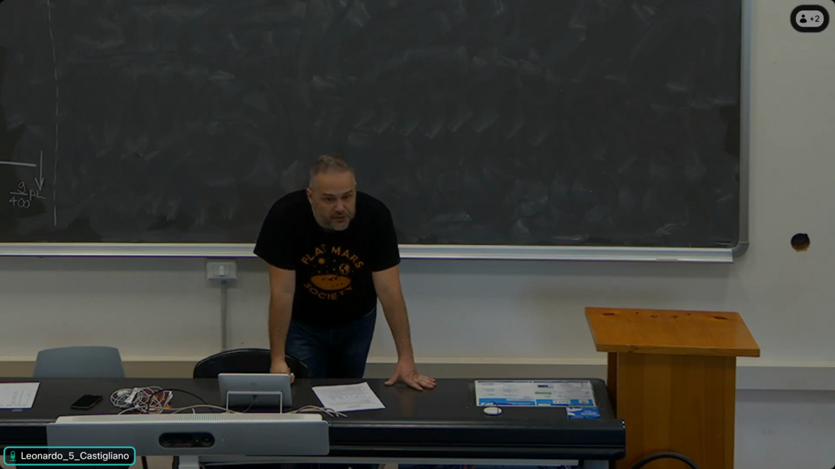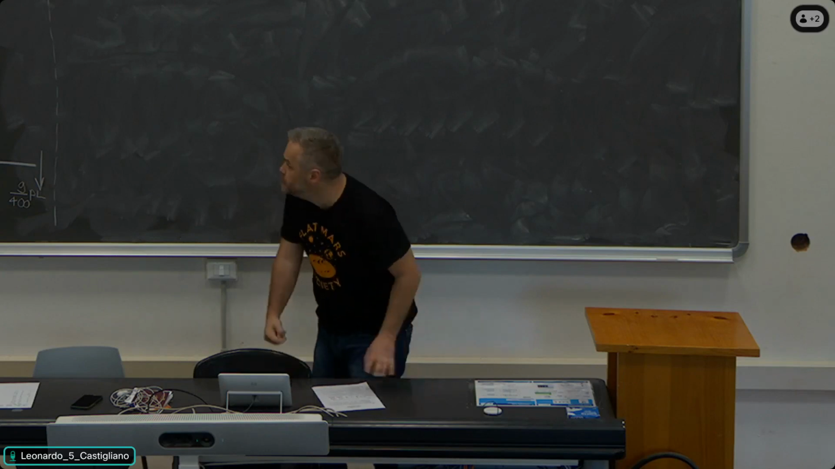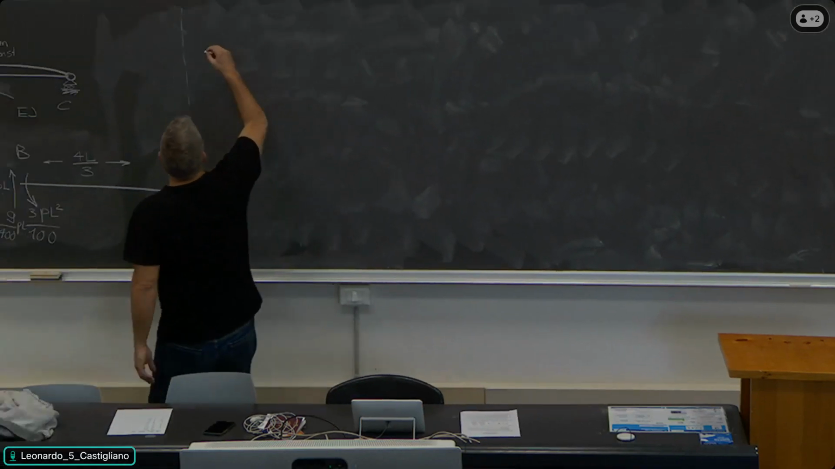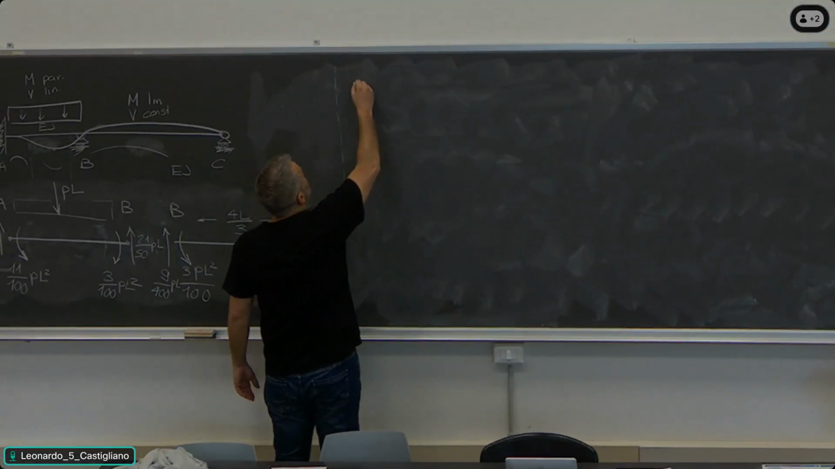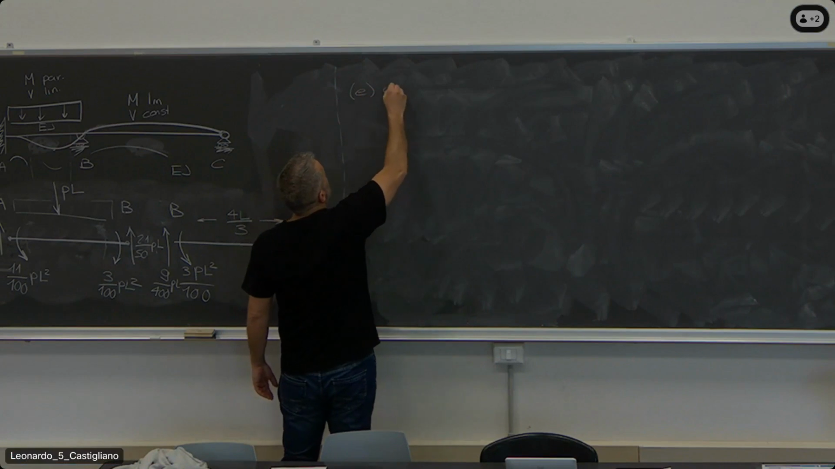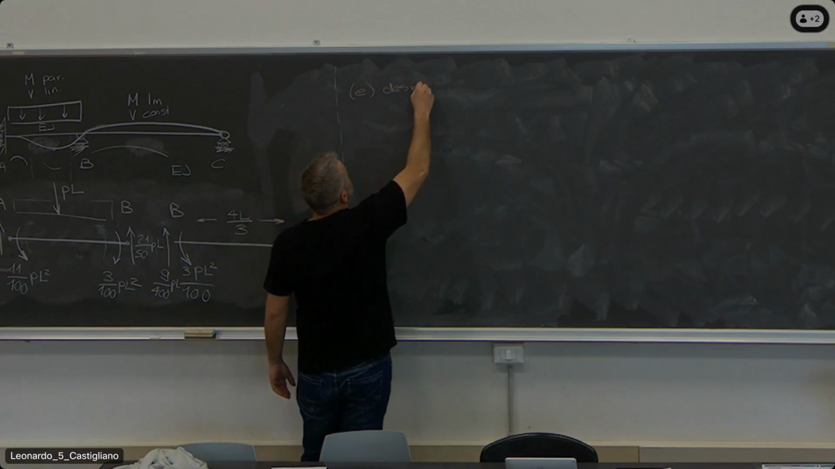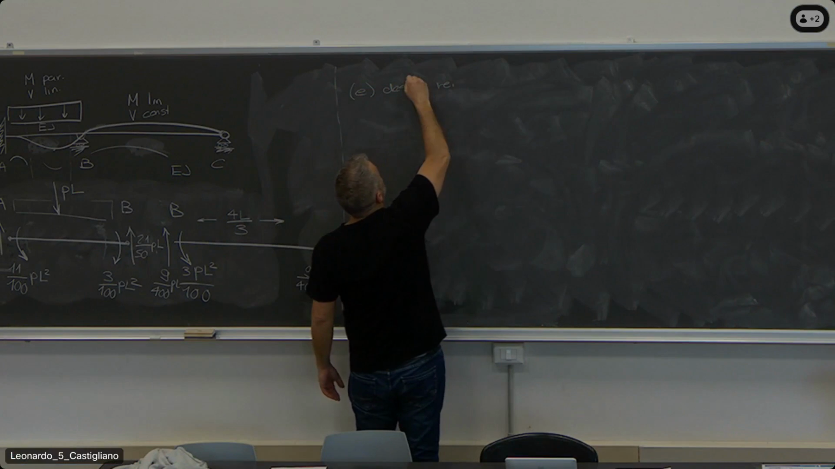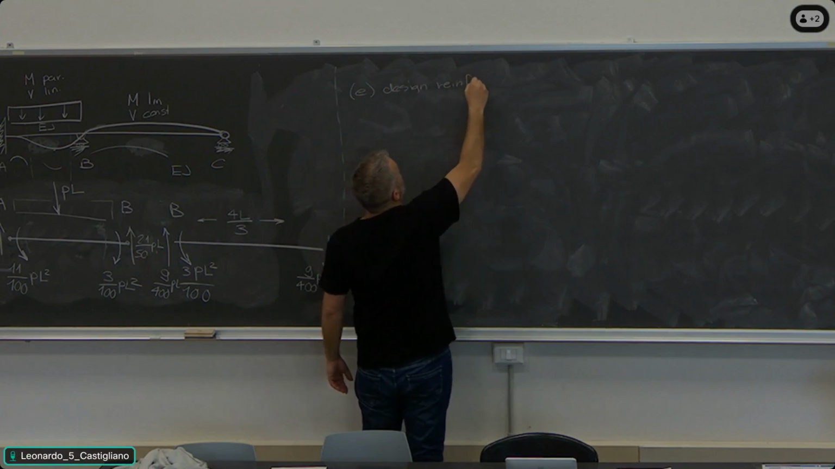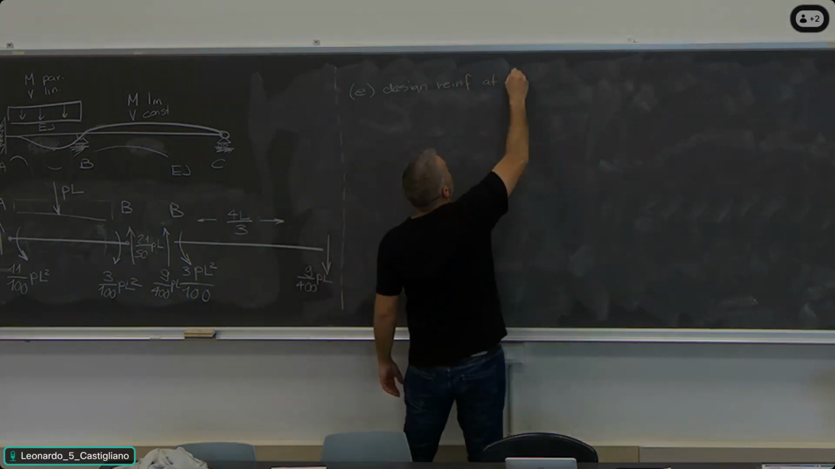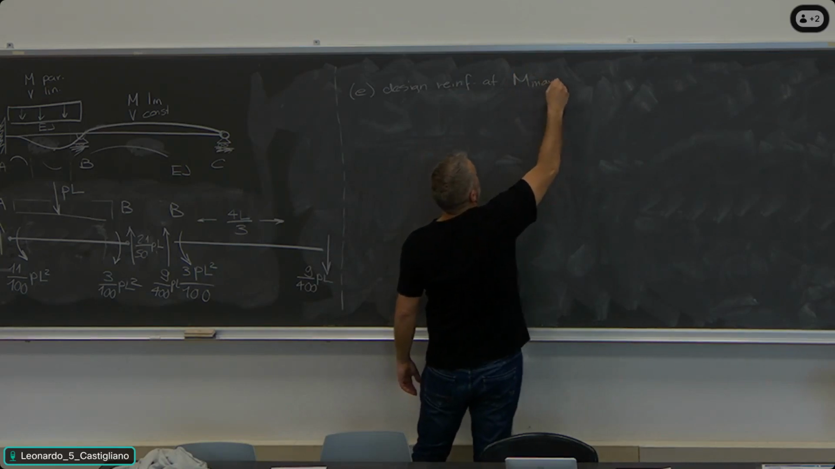So we are at a point where the bending moment is positive. We have to design the longitudinal reinforcement. So it's a design task. How do we do that? Point E. So it's design reinforcement at M max. I will call it like this.